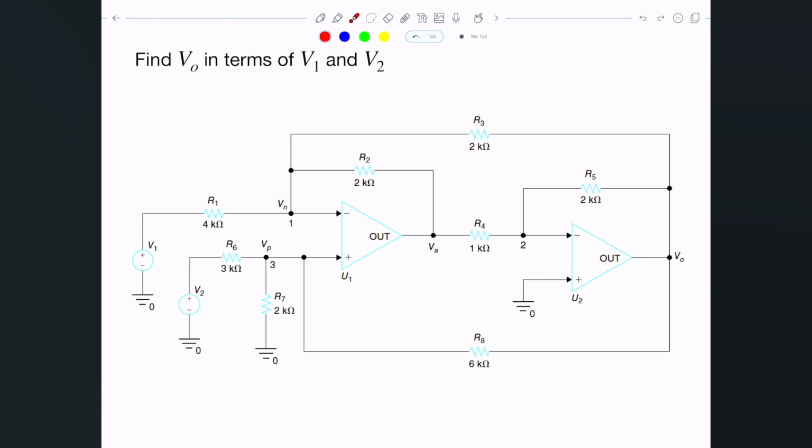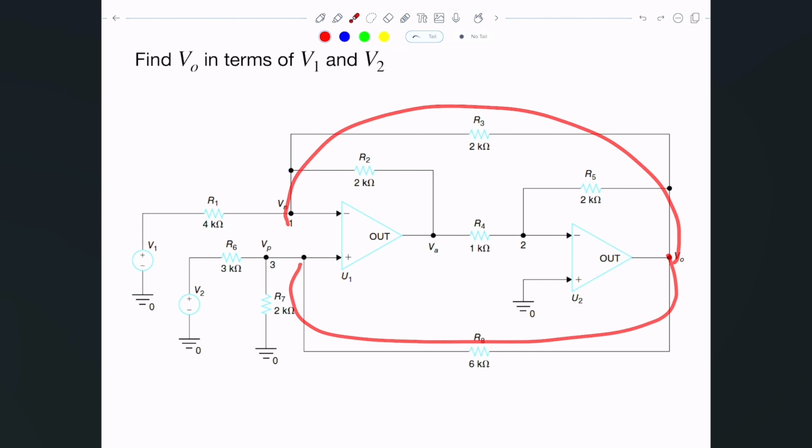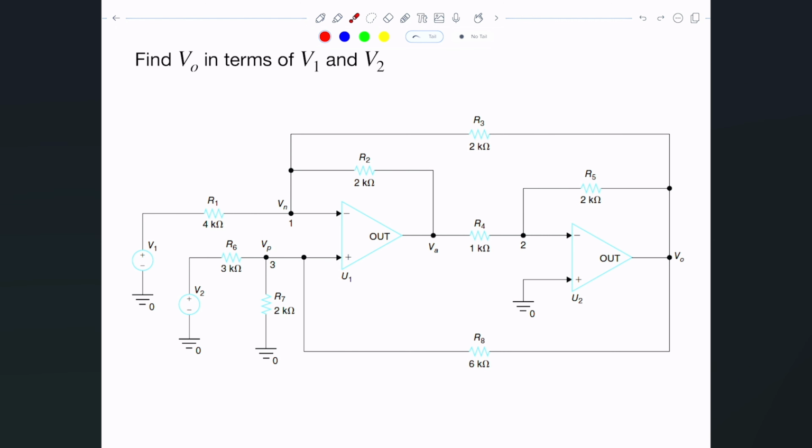In this example, we have a couple of amplifiers connected in cascade, and also we have the output looping into the first one from a couple of places and also to the second one in here. And what we're being asked to do is to figure out a correlation or find V naught in terms of V1 and V2, basically to figure out what this particular configuration is doing in terms of V1 and V2.